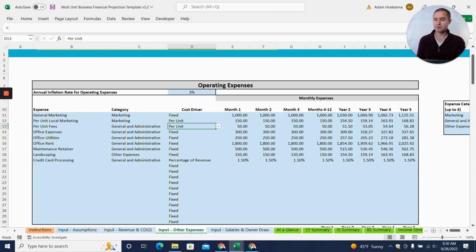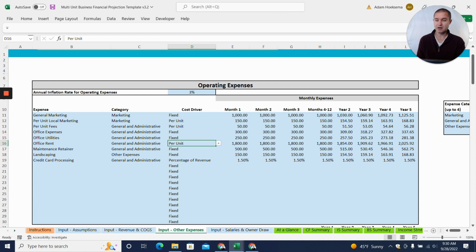Might also have different fees, different expenses on a per unit basis. You could put in here, office rent, for example. This could be the corporate office rent. If you keep it at fixed, it's probably going to be just the rent for that one particular office. But if you want to put in rent on a per unit basis, you can do that as well.